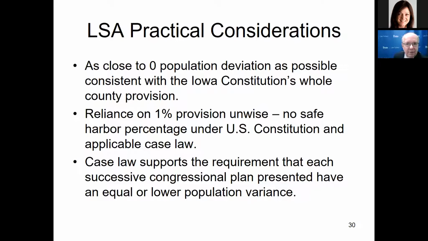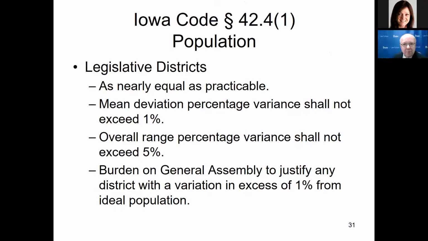So we try to get the population deviations of each district as close to zero as possible, consistent with Iowa Constitution's whole county provision. Relying on any set percentage is unwise. There's no safe harbor percentage under the United States Constitution and applicable case law at the Supreme Court level. And case law does support the requirement that each successive congressional plan presented have an equal or lower population variance. And population requirements also apply to legislative districts.